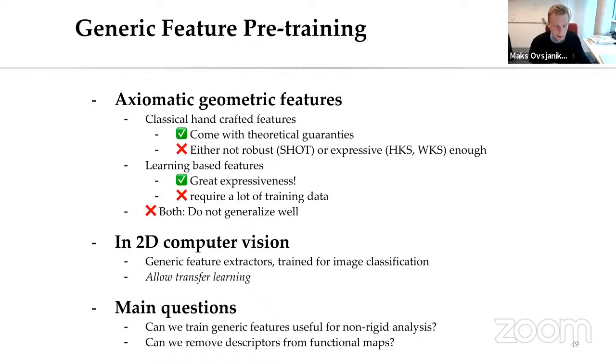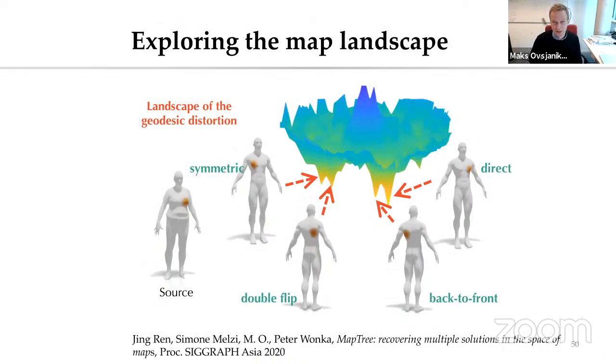So there are two questions that are actually related. First, can we train generic features that could be useful for non-rigid shape analysis? And as an aside, can we remove descriptors altogether from functional map computations? I'll say a few words about the second topic first, and I'll finish my presentation by discussing the first question. We have a couple of recent works that try, instead of using descriptors, to compute correspondences directly without any descriptors at all.